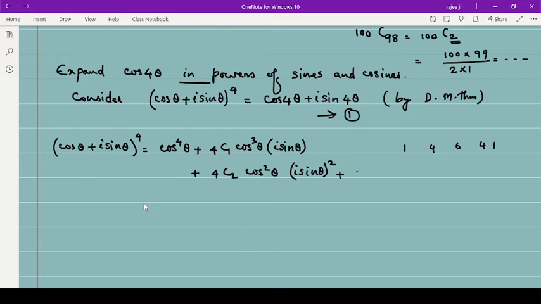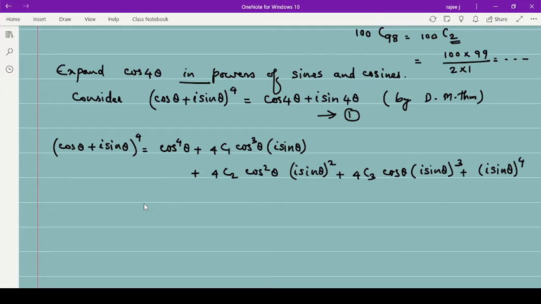Plus now 4C3 cos theta. The power of cos is decreasing and the power of i sin theta is increasing. So cos square was there, now cos theta is here and i sin theta raised to 3. The total is always the same: 3 plus 1 is 4, 2 plus 2 is 4, 1 plus 3 is 4. So now 4C3 cos theta (i sin theta) cube, plus the last 4C4 (i sin theta) raised to 4.